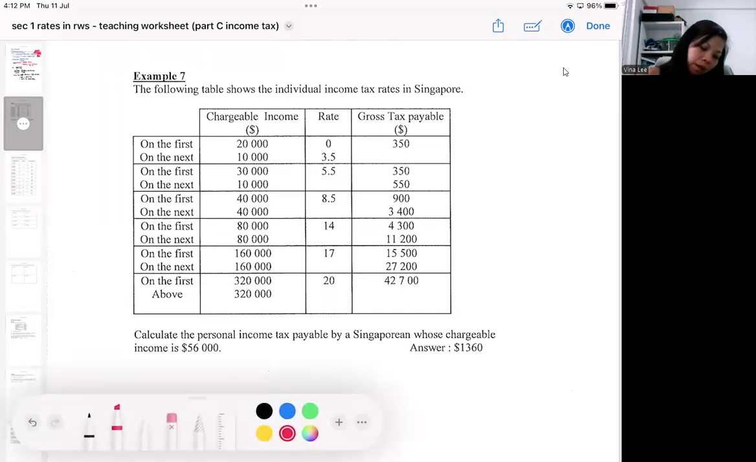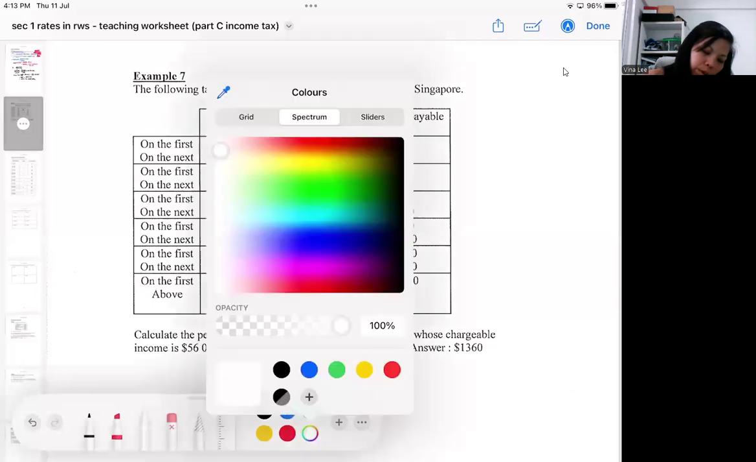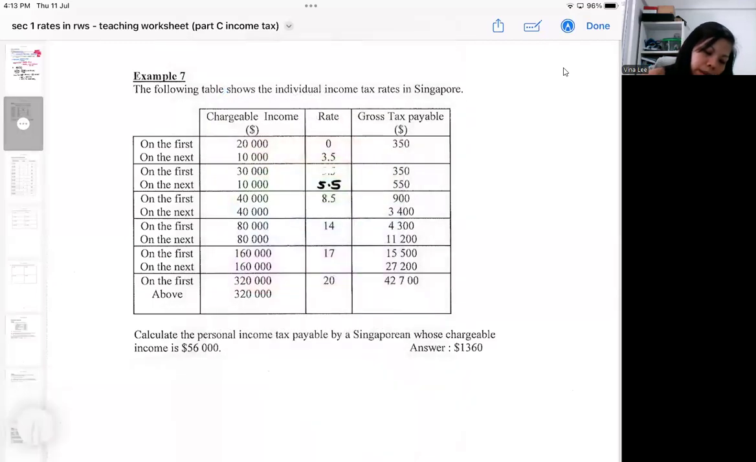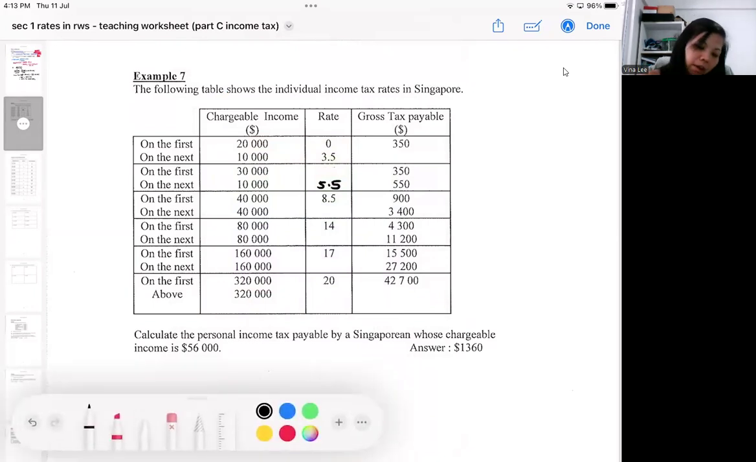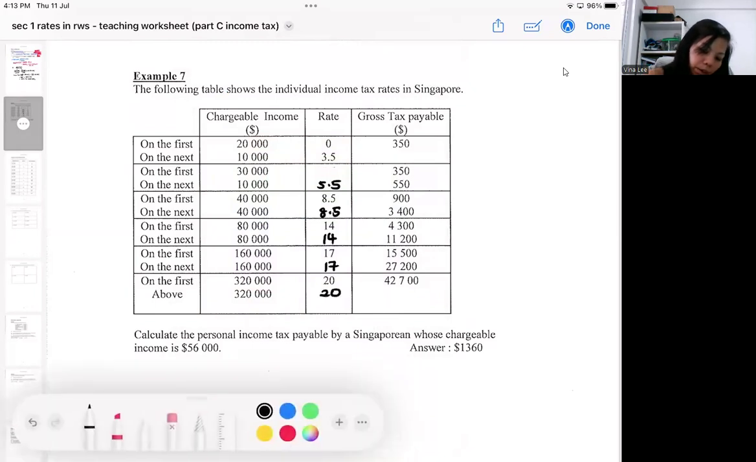Okay, so I need you to make some amendment to this table. For example, the 5.5, I actually need you to erase and then write it on the second line. The same for the 8.5, 14, 17, and 20. I will need you to write that on the second line and then erase the first one.